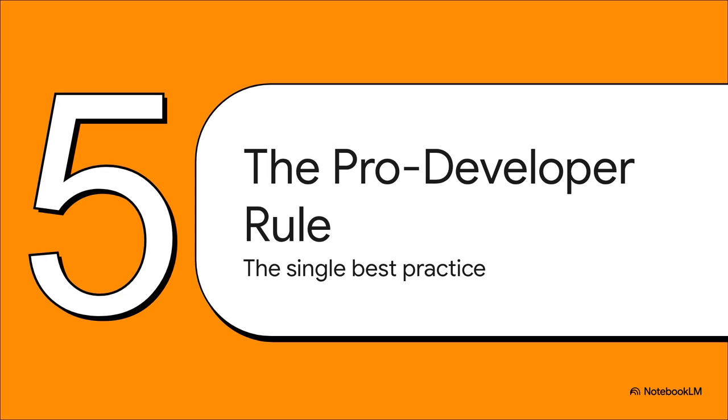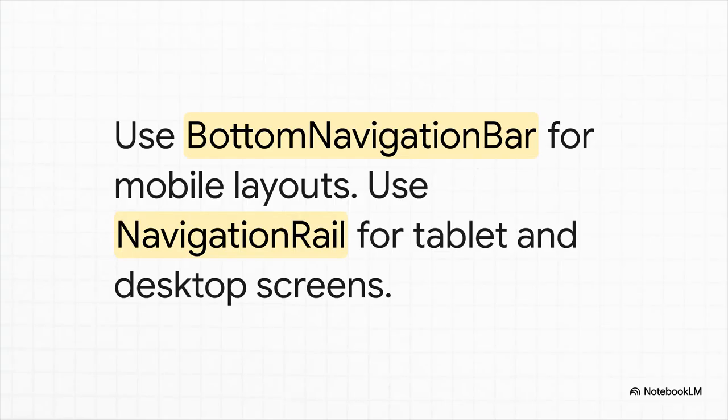Okay, we've gone through all the nitty-gritty details, so let's boil all of this down to a single pro developer rule you can take with you. Here it is. If you forget everything else from this, remember this. Use bottom navigation bar for mobile. Use navigation rail for tablets and desktops. That's it. That is the core principle.